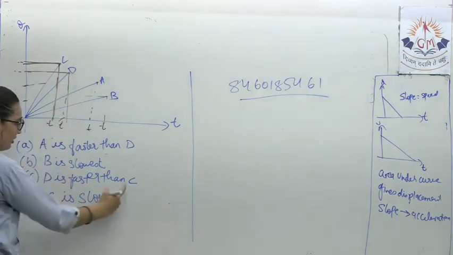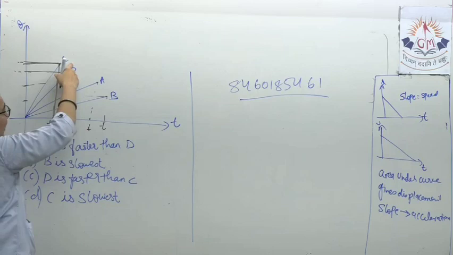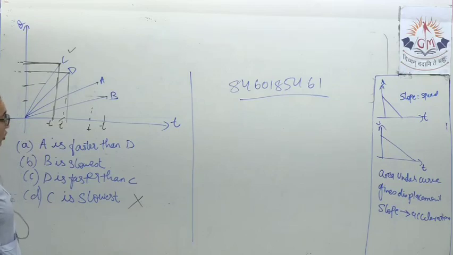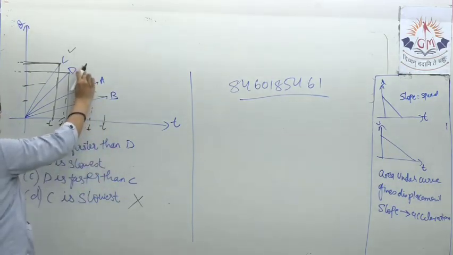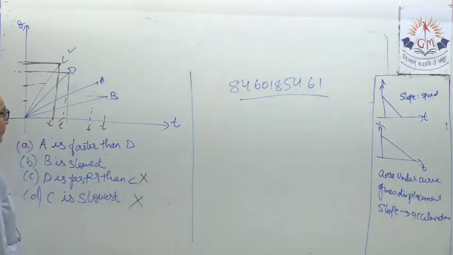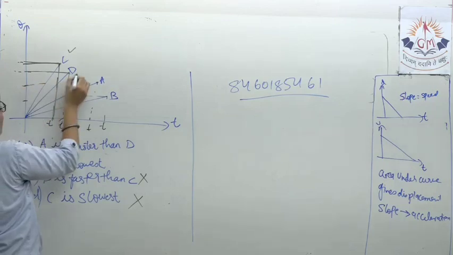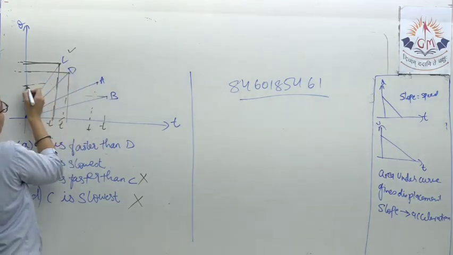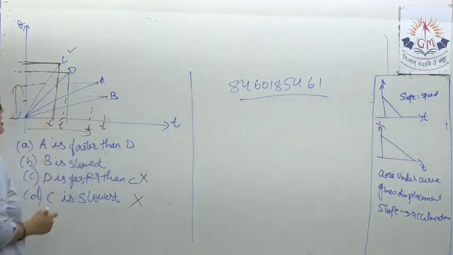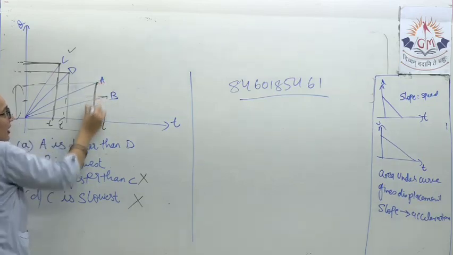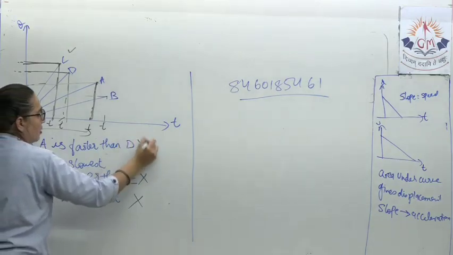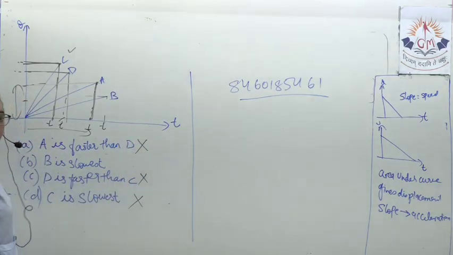Are we having any such option? No. We got C as fastest, and here you have C as slowest, so this is going to be the wrong answer. D is slower than C, but here it is given that D is faster than C, so this is also a wrong answer. Then we have this one as compared to D. In more time, you can see the time has increased, but here the distance is less. In more time, A is traveling less distance than D, so A is slower than D. This is also a wrong option.